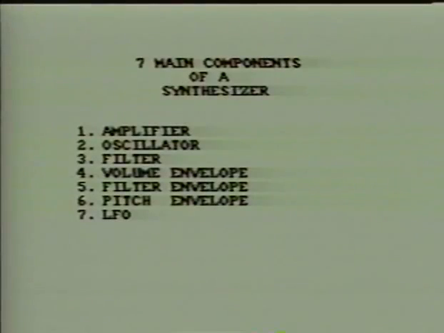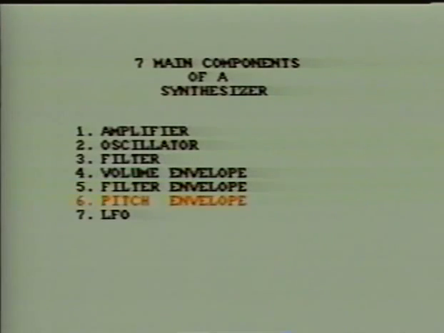Now I'm going to introduce the 7 components of a synthesizer. Once we've discussed these 7 components, you'll know enough about synthesis to actually begin making some of your own sounds. Here goes. The 7 components of a synthesizer are the amplifier, the oscillator, the filter, the volume envelope, the filter envelope, the pitch envelope, and the LFO.